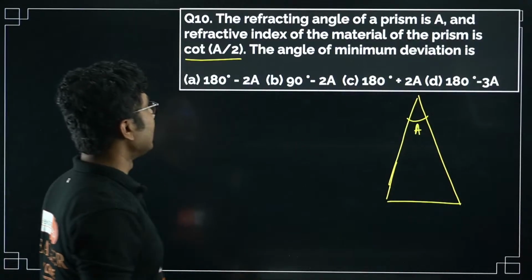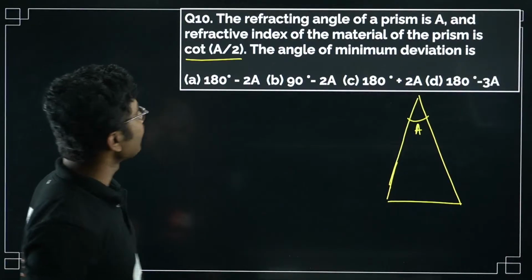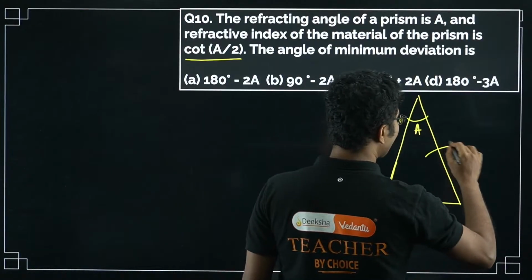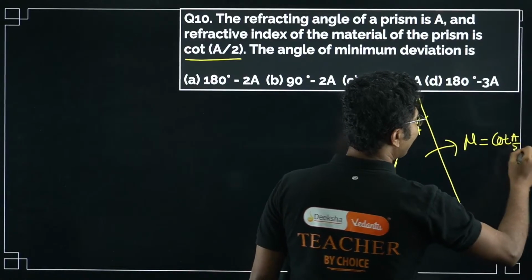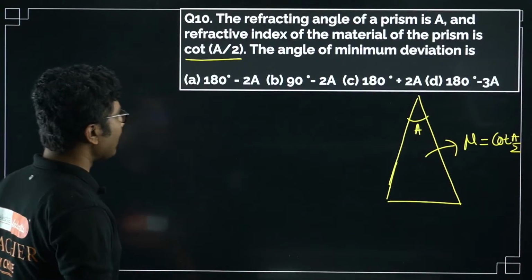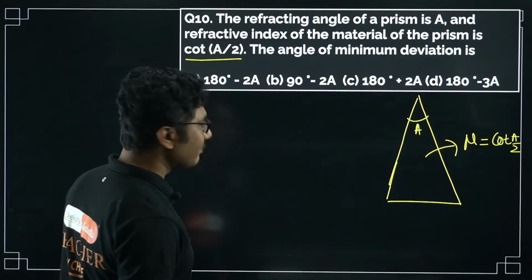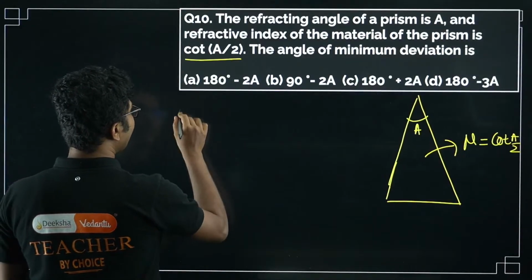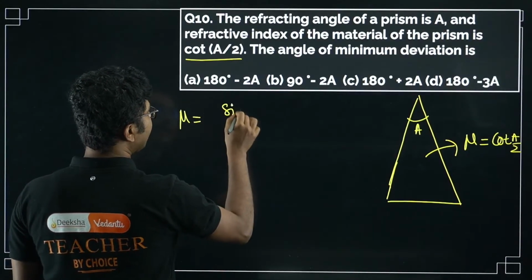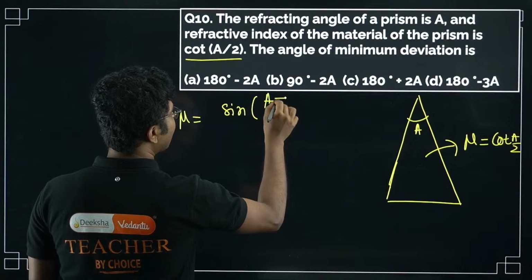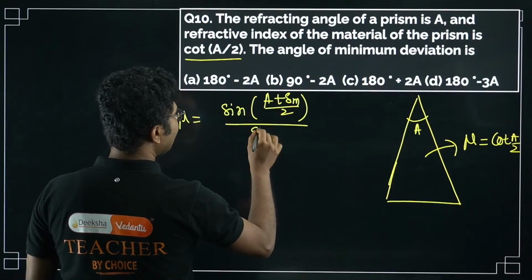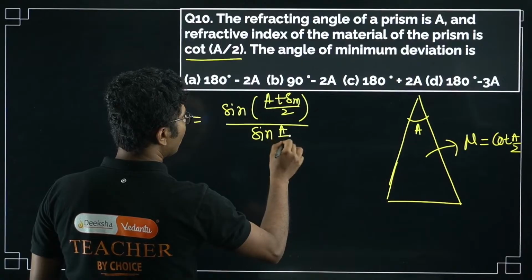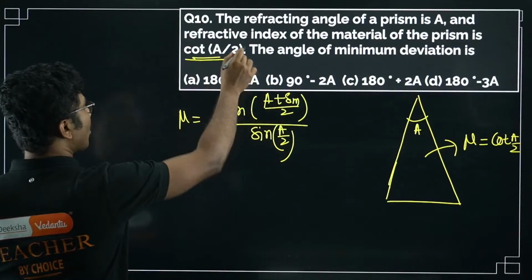The refracting angle of the prism is A, and the refractive index of the material of the prism is cot A by 2. So mu, or n, whatever you are familiar with, is cot A by 2. You have to find the angle of minimum deviation. So we know that mu is equal to sine of (A plus minimum deviation angle) by 2, divided by sine A by 2, and that is equal to cot A by 2.